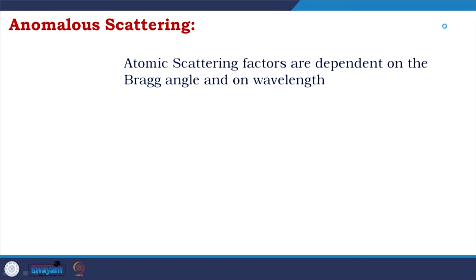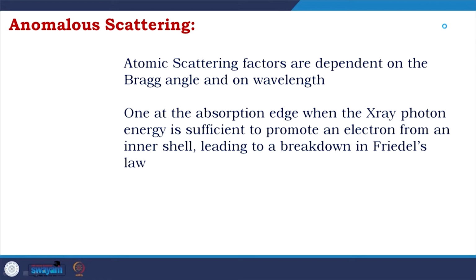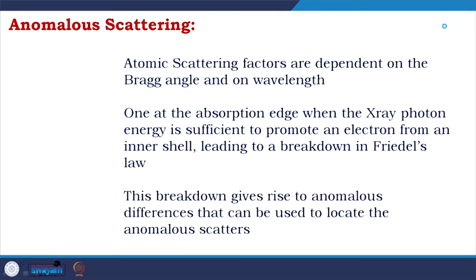Coming to anomalous scattering, I talked about atomic scattering factors being dependent on the Bragg angle and on wavelength. One, at the absorption edge, when the X-ray photon energy is sufficient to promote an electron from an inner shell, leading to a breakdown in Friedel's law. We are coming to Friedel's law. This breakdown gives rise to anomalous differences that can be used to locate the anomalous scatterers.